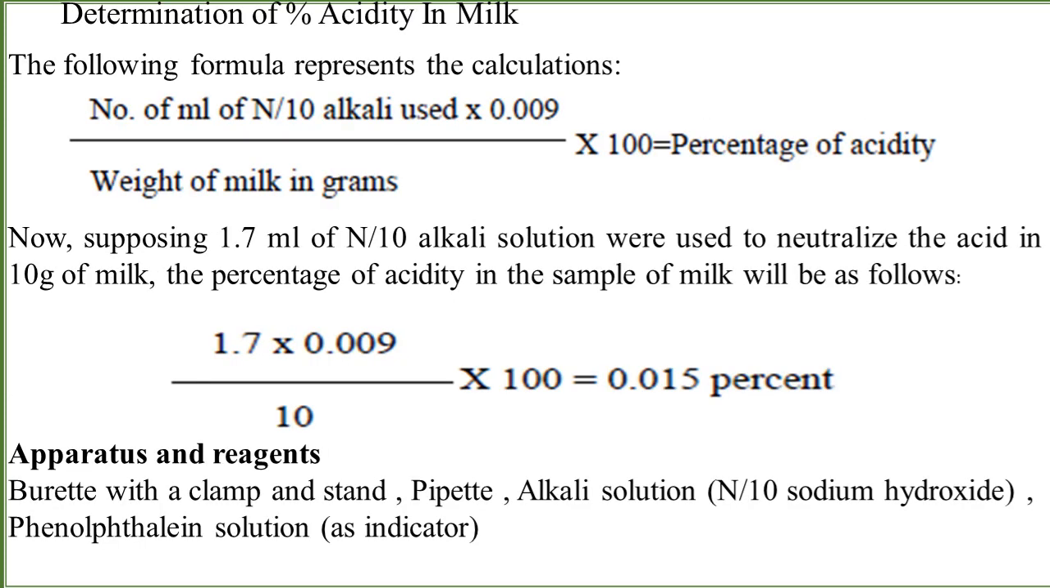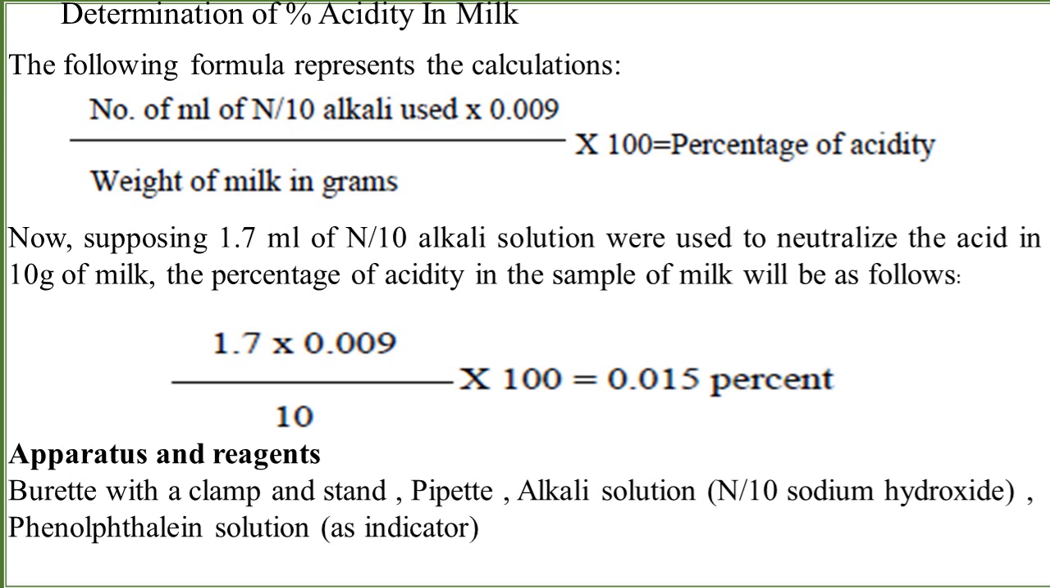This is the formula description of the determination of percent acidity in the milk. What is the formula? Number of ml of N/10 alkali used multiplied by 0.009, over weight of the milk in grams, multiplied by 100.